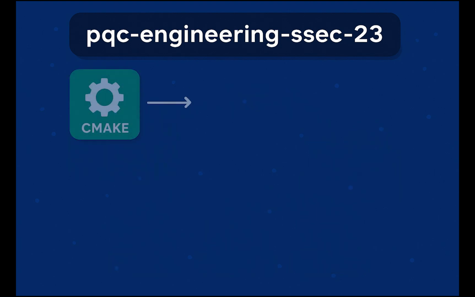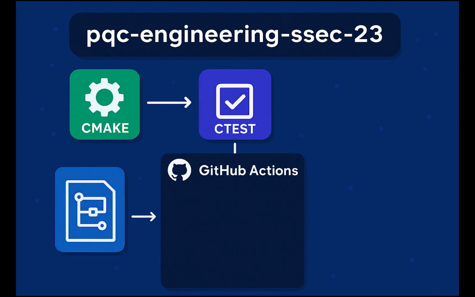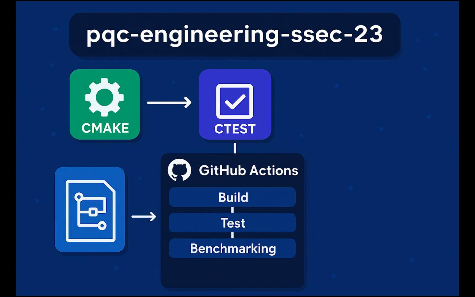We've built our pipeline with CMake and CTest, running entirely in GitHub Actions. The stages are clear and structured: build, test, benchmarking, and reporting.